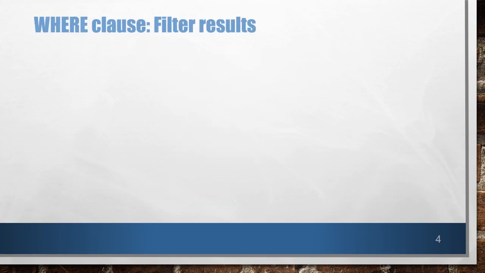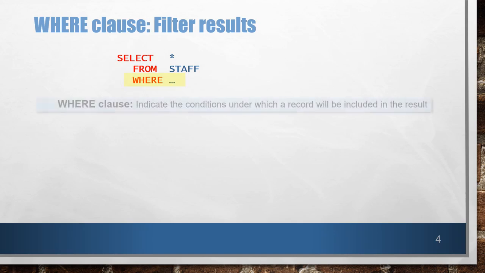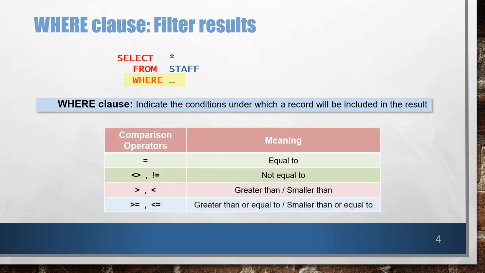In the previous 2 examples, all staff's records will be displayed in the results. If we want to exclude some records from the results, we use the where clause. The where clause checks whether each of the records meets certain conditions or not. To do the checking, we rely on the comparison operators. The comparison operators are common in programming languages, including VBA, Python, Java, and SQL.